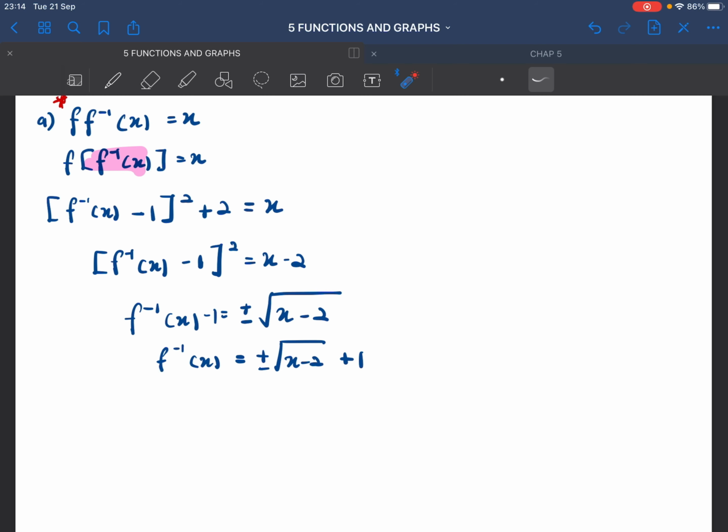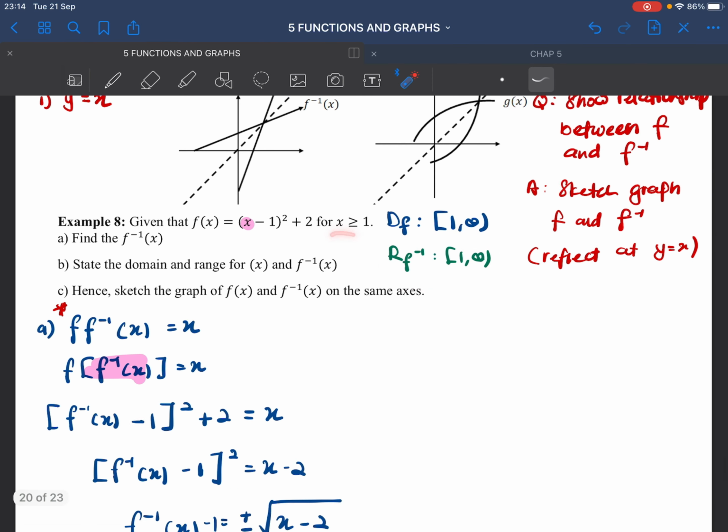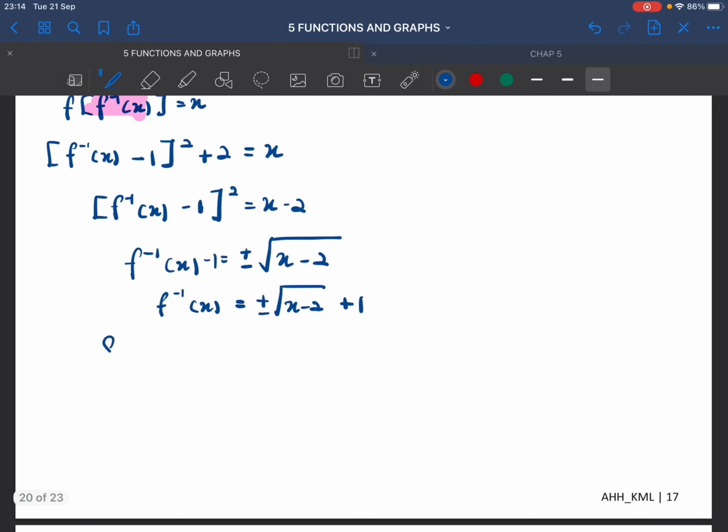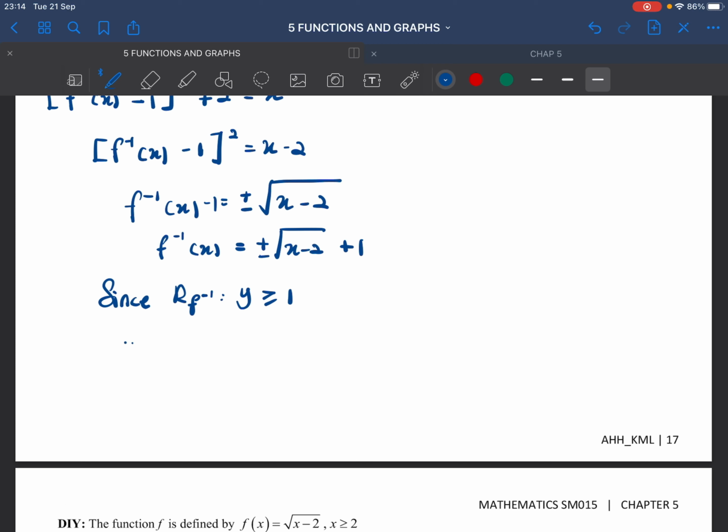Okay, range of apa? Range of f inverse kita. Kalau kamu tengok kat sini, range of f inverse kita dapat berdasarkan domain yang dia bagi. Okay, so since range of f inverse kita ataupun range kita refer to y kita greater and equals to 1, so we have to choose the positive square root. Okay, so kita akan buat f inverse is equals to positive square root x minus 2 plus 1.